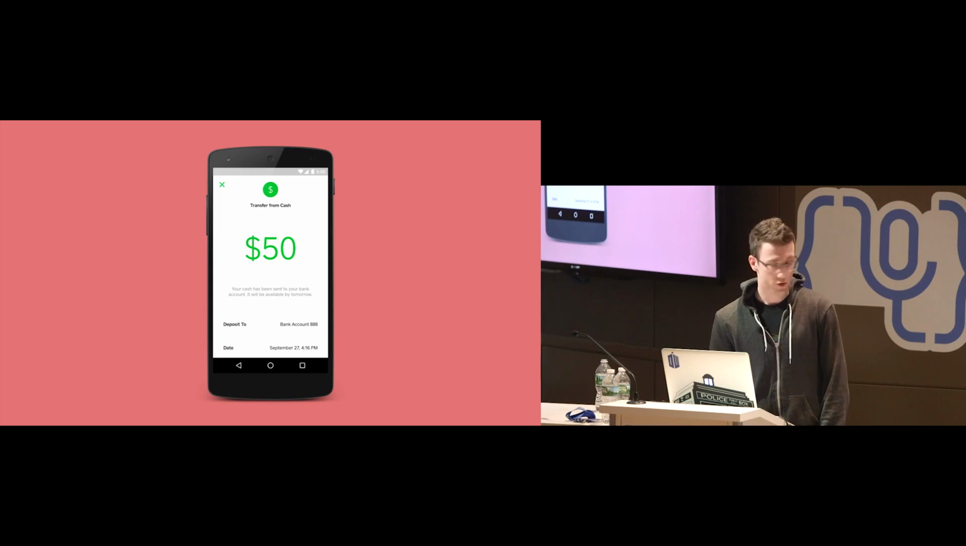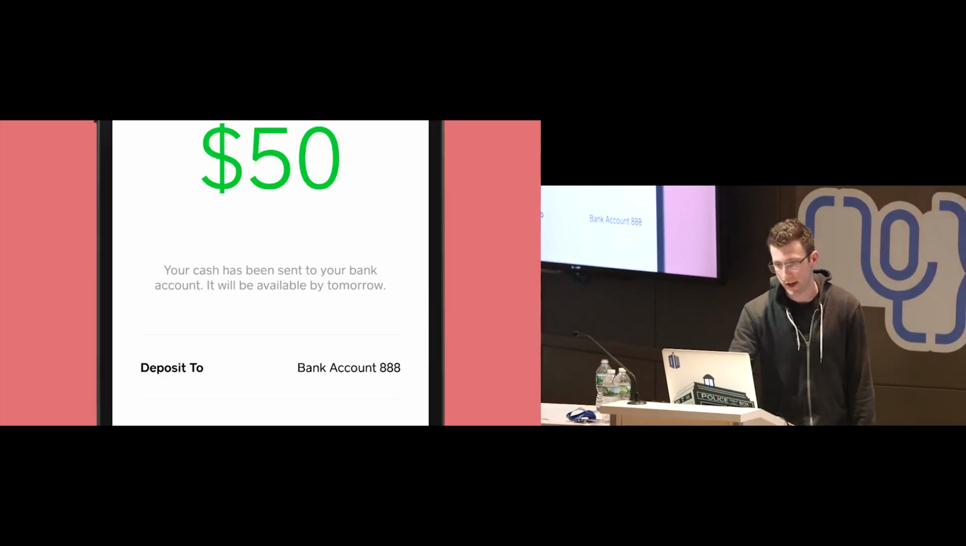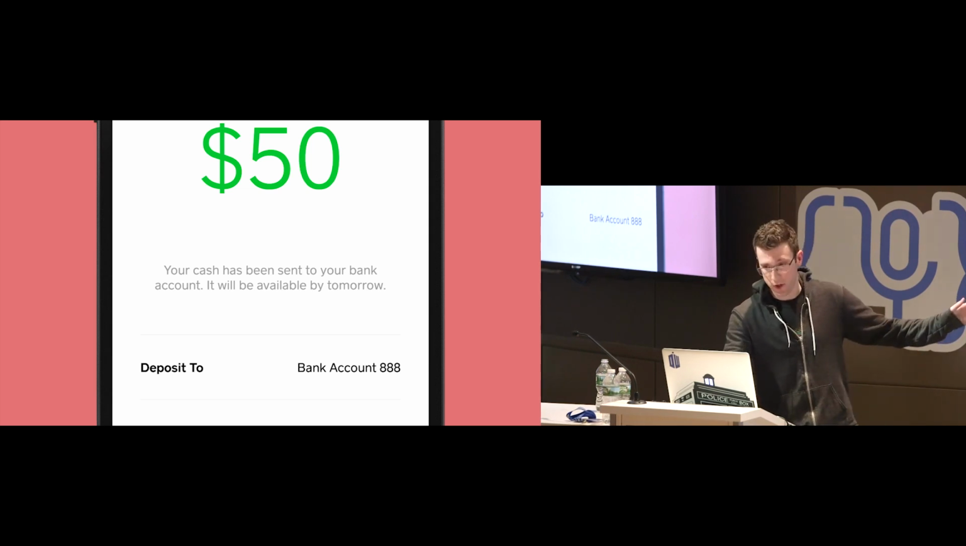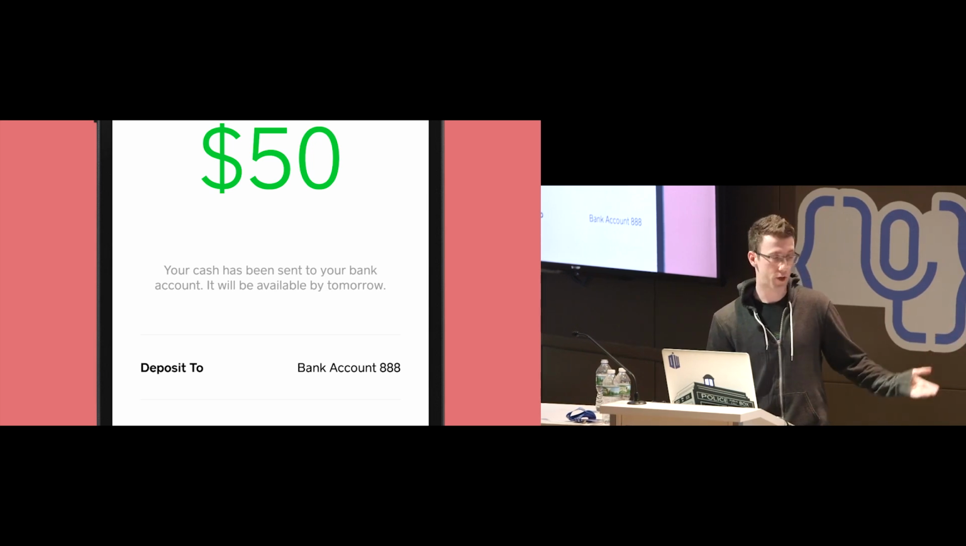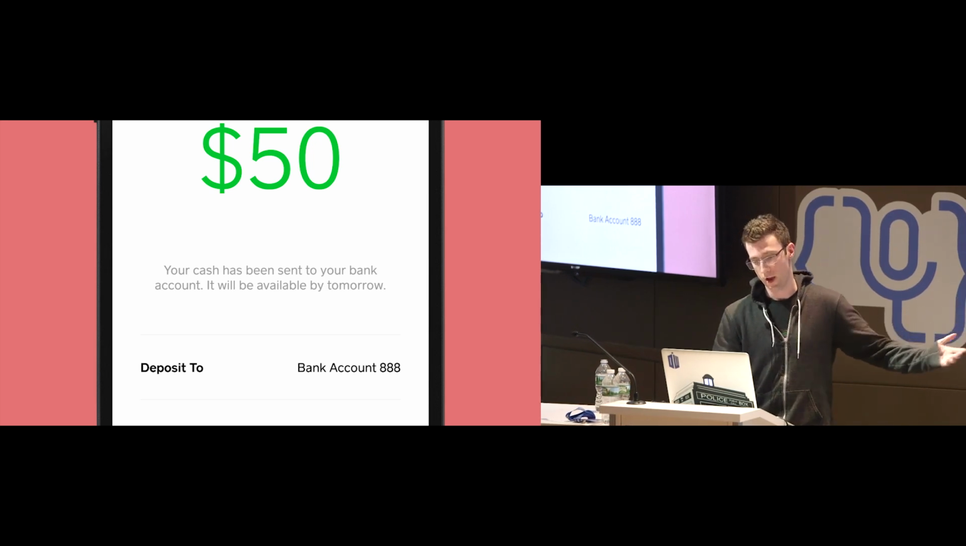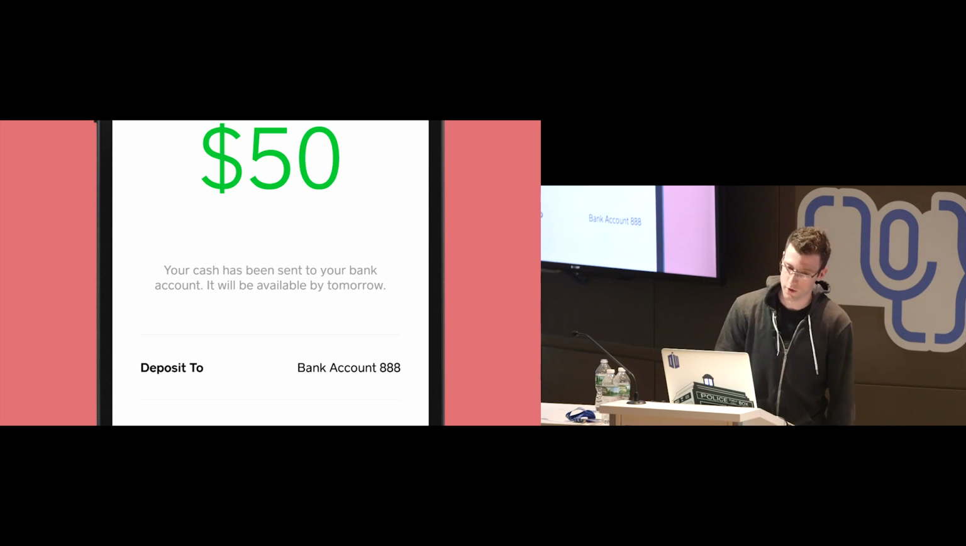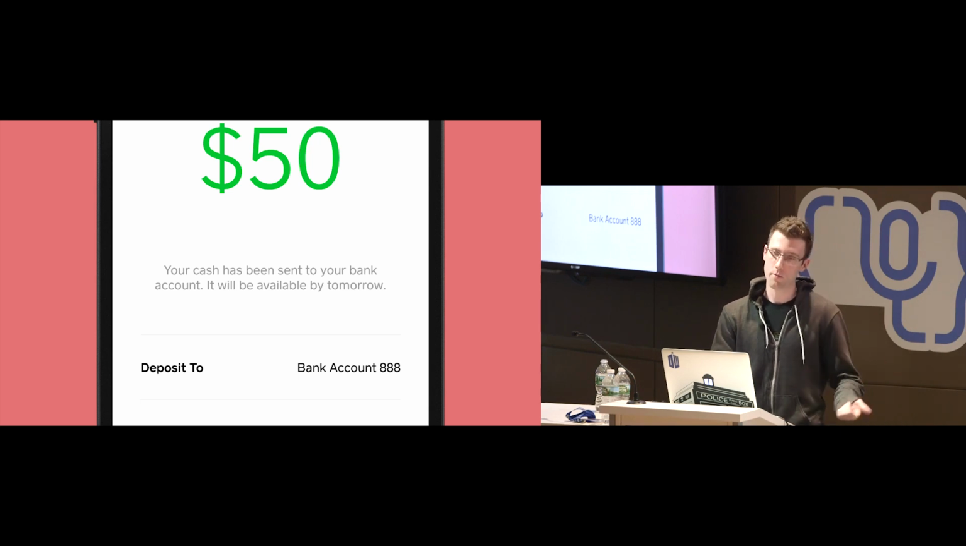So here's a payment, and this payment has a status message. Your cash has been sent to your bank account. It will be available by tomorrow. The key thing to note here is that it says by tomorrow. So in 24 hours, that string is going to change. How does this work? The server is going to have to somehow invalidate that payment in 24 hours so that the client resyncs it.